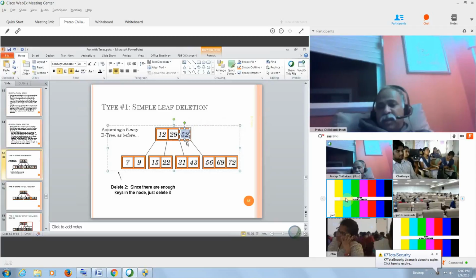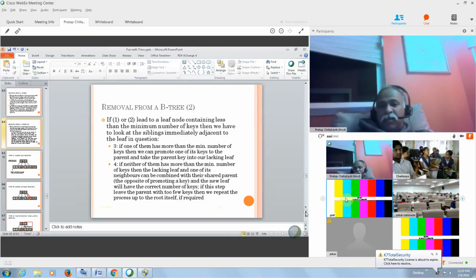Right? Does having 2 keys violate the rule of the B trees here? It does, correct? Because of the disparity here. So you have to bump up something from the leaf into this. Okay, so if you go back to the rule here, right?